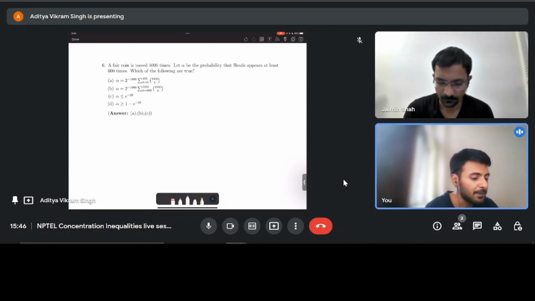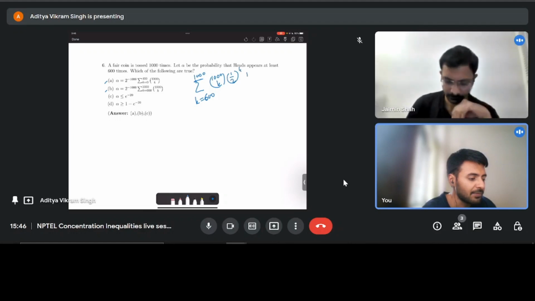Okay, so we have this question: a fair coin is tossed 1,000 times. Let alpha be the probability that heads appears at least 600 times. Then which of the following are true? So A and B are just the usual binomial things. The probability that heads appears at least 600 times would be the sum from k equals 600 to 1000 of 1000 choose k, times half power k and half power 1000 minus k. This is the probability.